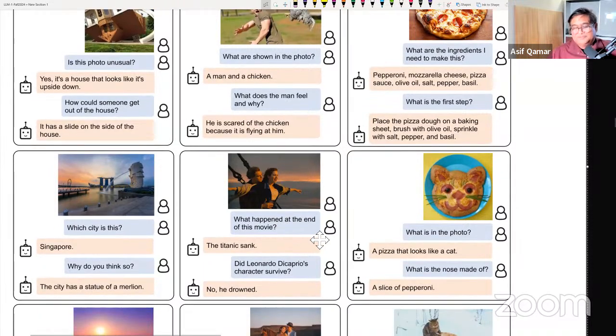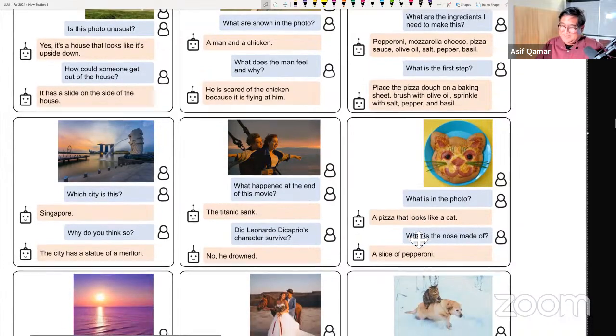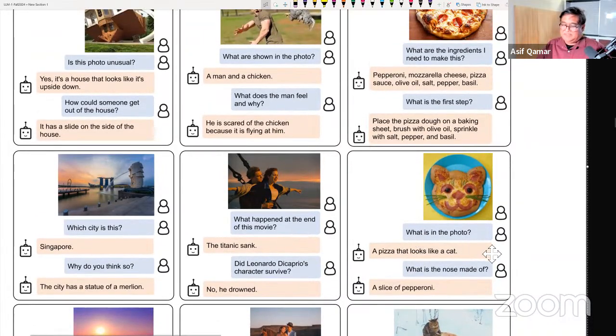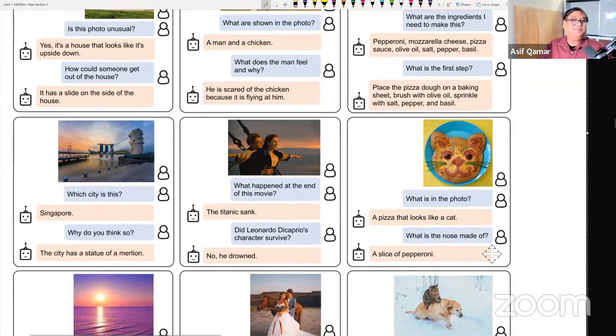What happens at the end of this movie? Giving it a picture, it says the Titanic sank, so it just sounds sad. Did blah character survive? No, he drowned. What is in this photo? A pizza that looks like a cat. What is the nose made up of? And it can tell you. Just shows you how well it understands images, isn't it?